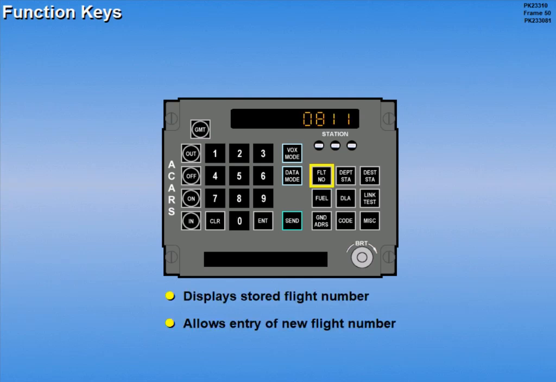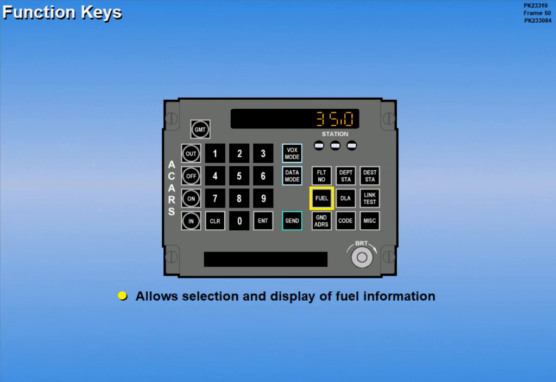The flight number function key displays the stored flight number or allows entry of a new flight number. The departure station function key displays the stored departure station or allows entry of a new departure station. The destination station function key displays the stored destination station or allows entry of a new destination station. The fuel function key allows selection and display of fuel information.